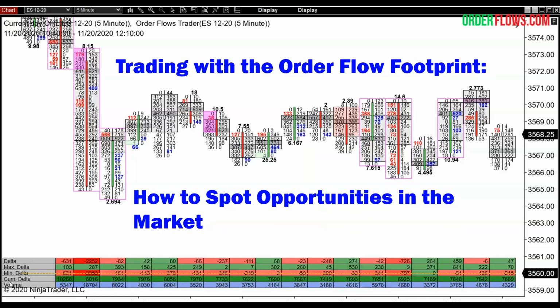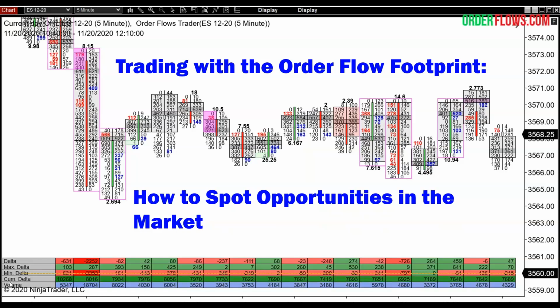Let me just go over a couple of things. The thing with order flow is, it allows traders to see things that other traders just aren't looking at, right? You're looking at the volume that's traded on the bid, the volume that's traded on the offer, and its relationship to the overall trading in the market.